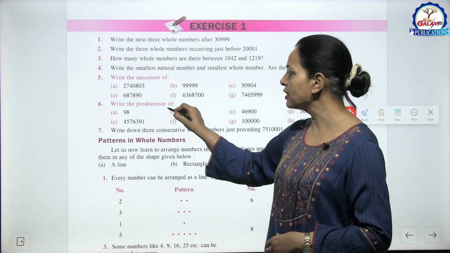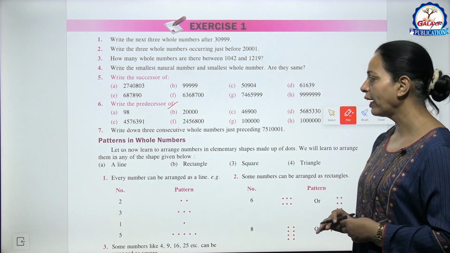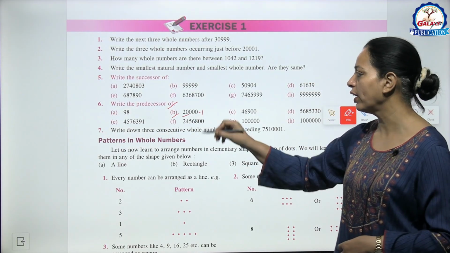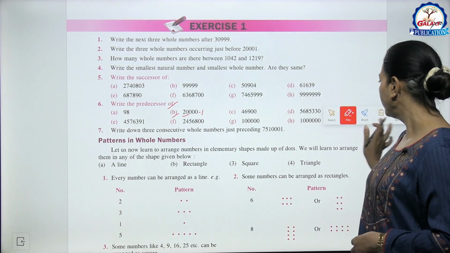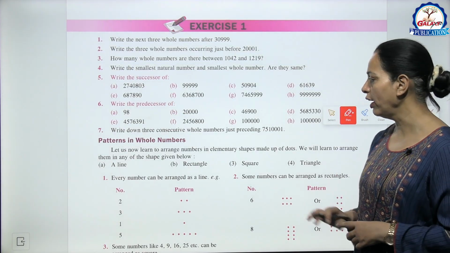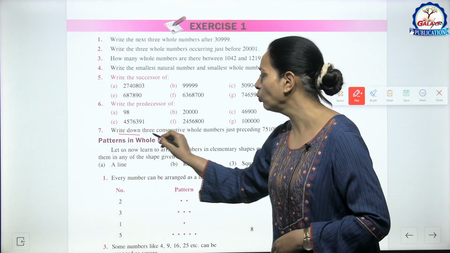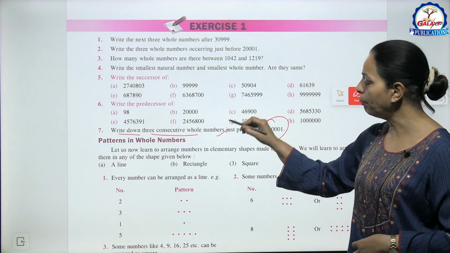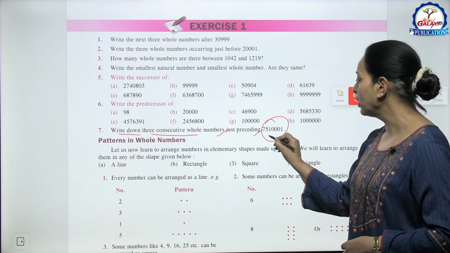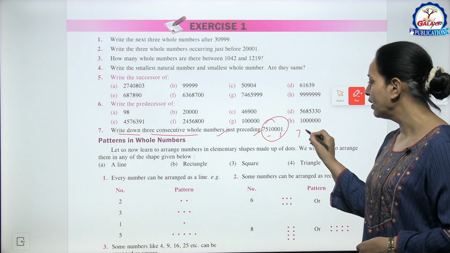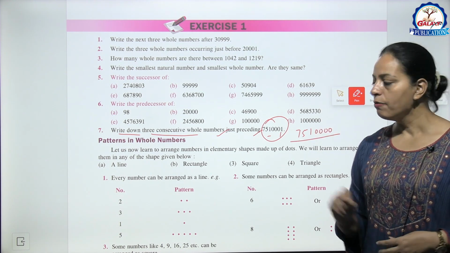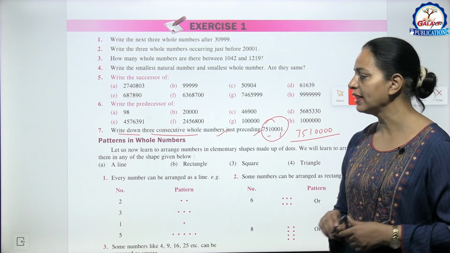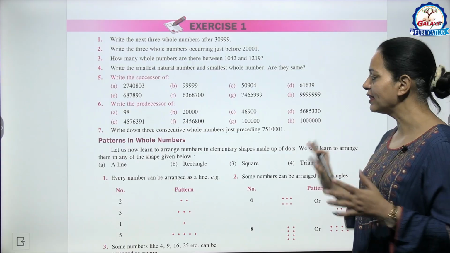Now come to question number 6. Write the predecessor, means minus 1 कर देंगे, like B part 20,000. तो minus 1 कर देंगे, you will get its predecessor. Similarly, you can try remaining parts. Okay. Now here, like 7th question, write down 3 consecutive whole numbers just preceding this number. इससे पहले previous 3 numbers हमें करने हैं, यानी पहले minus 1 कर देंगे. What will you get? This number. Okay. Then minus 1, then minus 1. You will get 3 consecutive preceding numbers, right? So I hope these are clear to you.